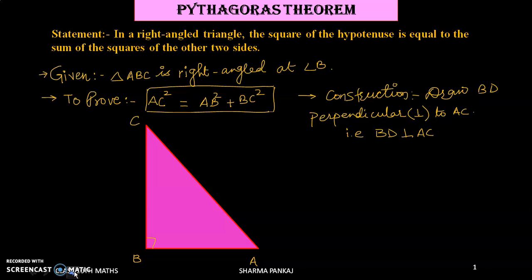Let us have some construction on this triangle ABC. Construct or draw BD perpendicular to AC. This is the line originating from vertex B falling on AC, which is at 90 degree on it, that is perpendicular on AC at point D.